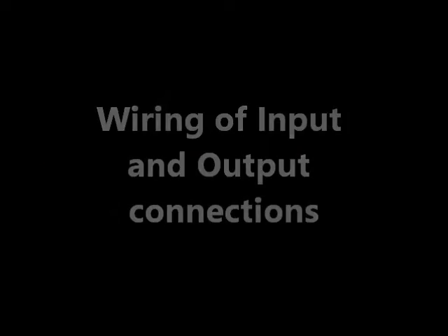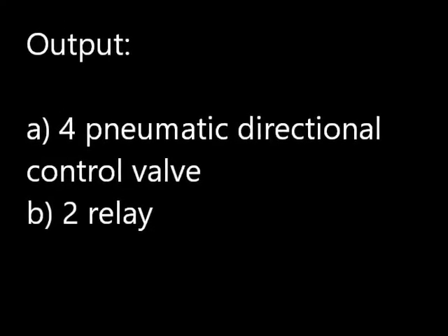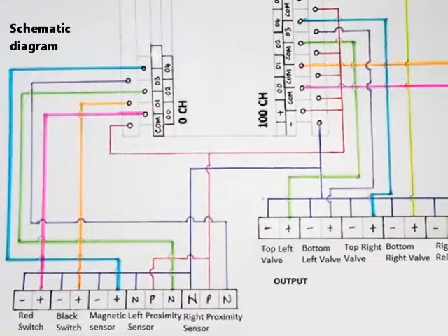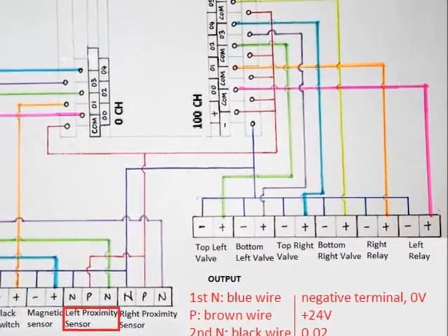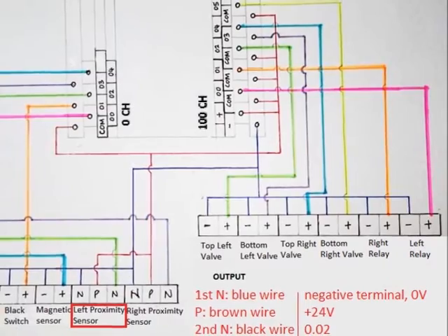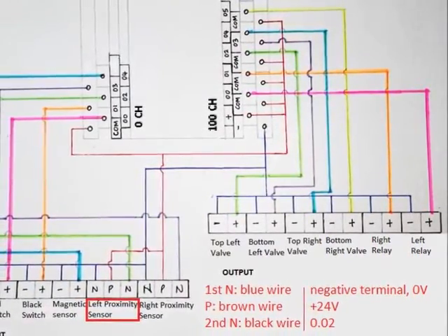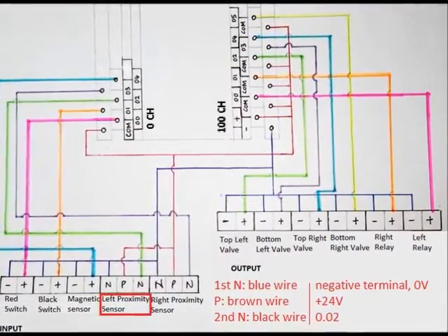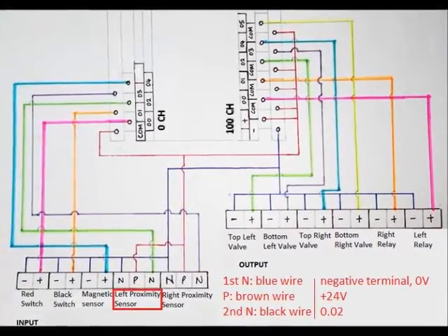Brief explanation of wiring. Basically, there are 5 inputs and 6 outputs. Here is a list of all device connection terminals. This is the schematic diagram of the overall connections. For example, for the left proximity sensors, the blue wire will be connected to the negative terminal of the 0 volt, and the brown wire will be connected to the positive 24 volt, and the black wire will be connected to the 0.02 input terminal.